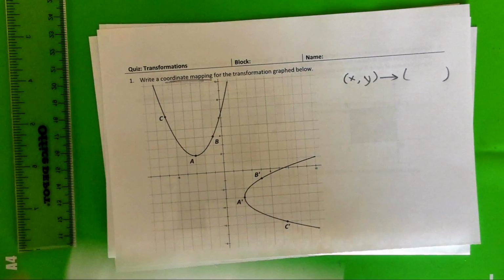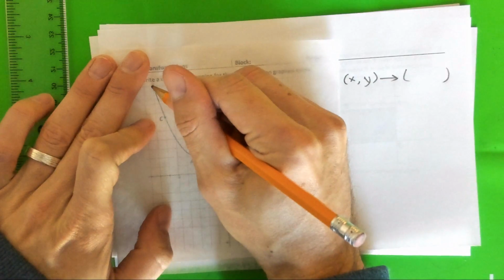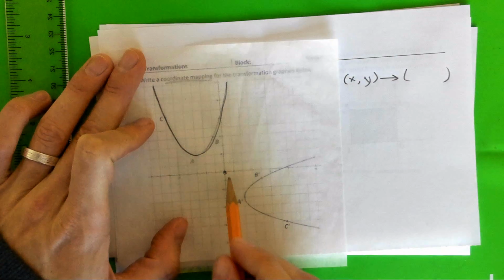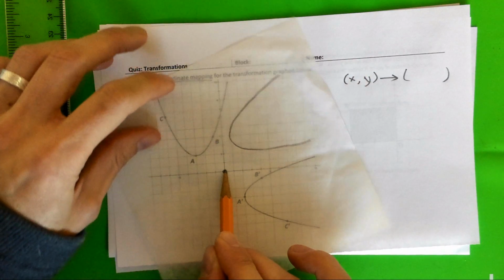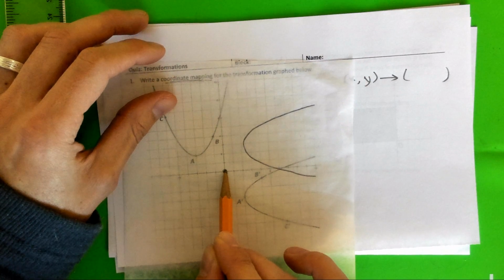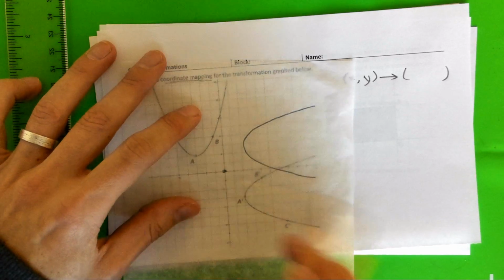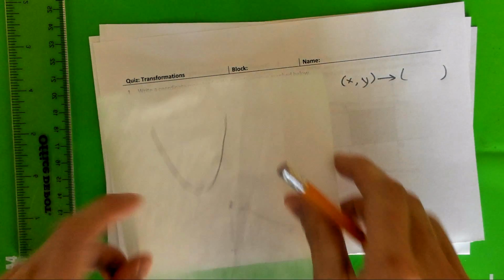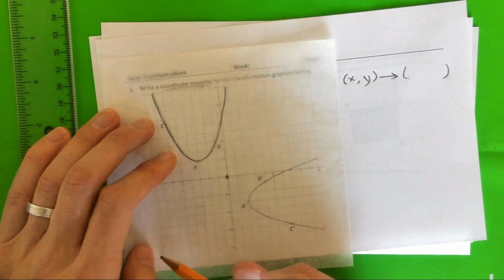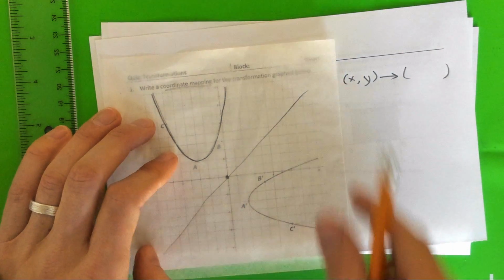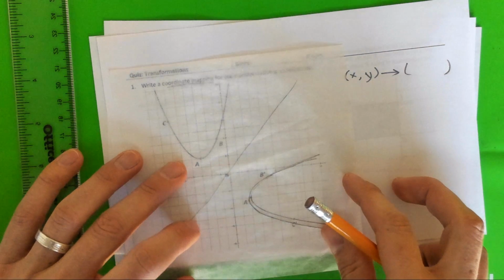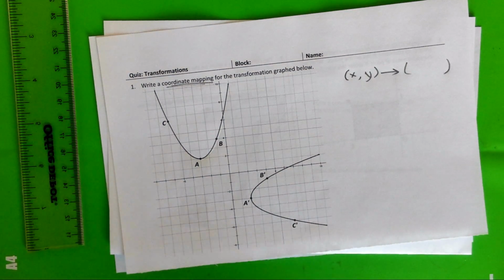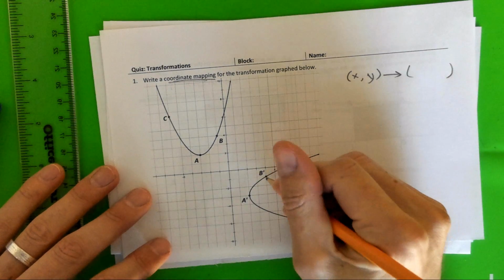Well, a lot of us thought it might be a rotation. Let's see. What if I rotate clockwise 90 degrees? Nope. Now, you could rotate it and then do some other stuff, but we just want a nice single coordinate mapping. So it's actually a reflection across the line y equals x. Like that.